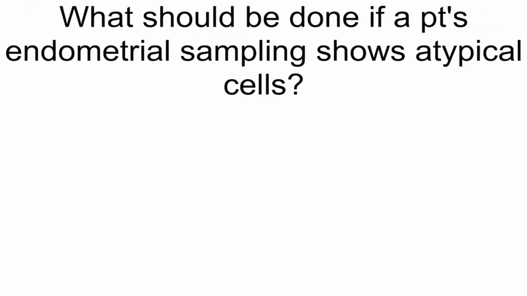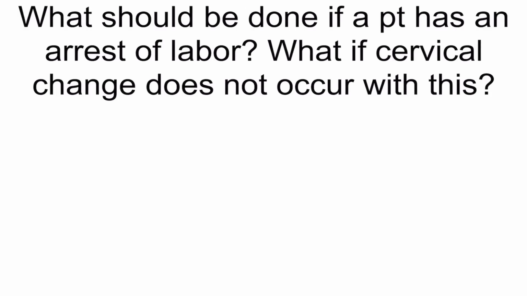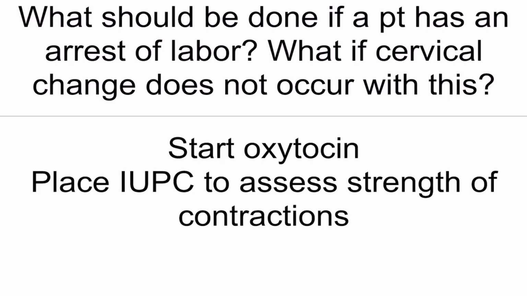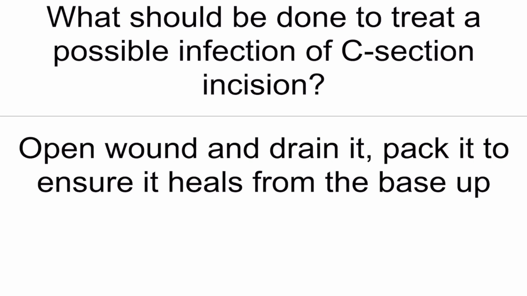What should be done if a patient's endometrial sampling shows atypical cells? No further testing should be done; proceed with D&C. What should be done if a patient has an arrest of labor? What if cervical change does not occur with this? Start oxytocin, place IUPC to assess the strength of contractions. What should be done to treat a possible infection of C-section incision? Open the wound and drain it. Pack it to ensure that it heals from the base up.